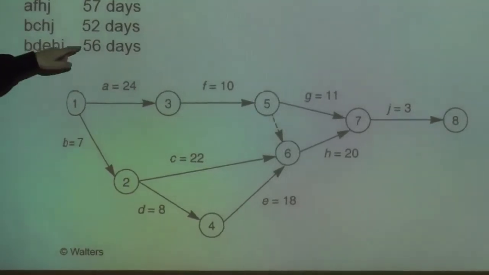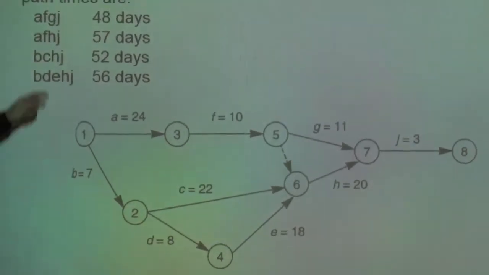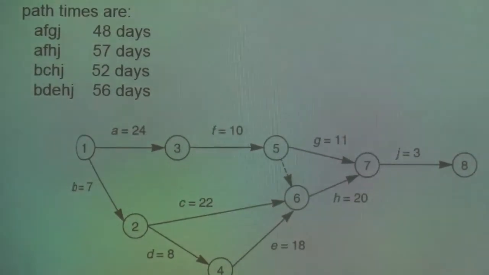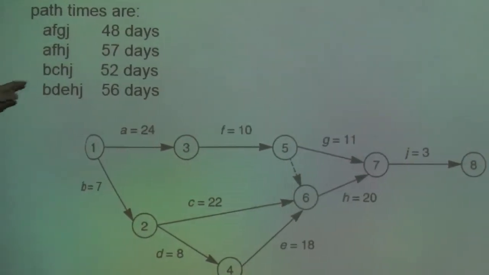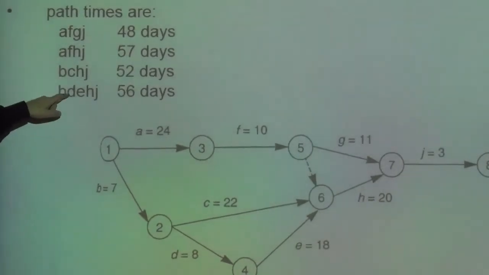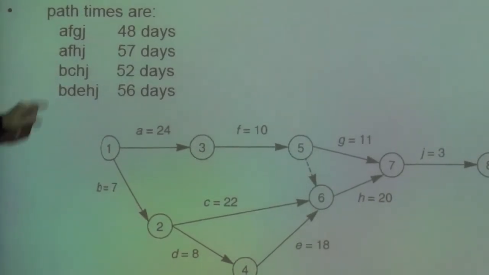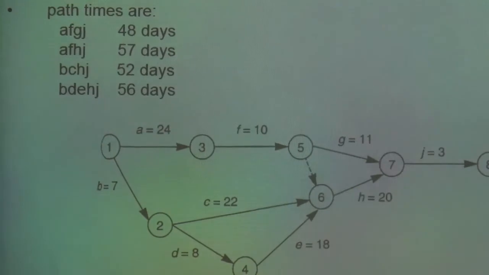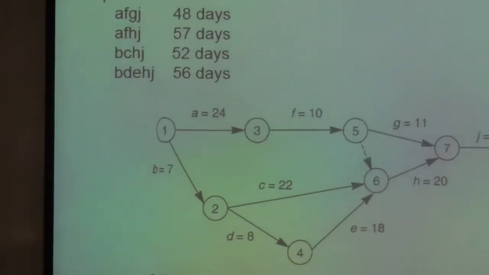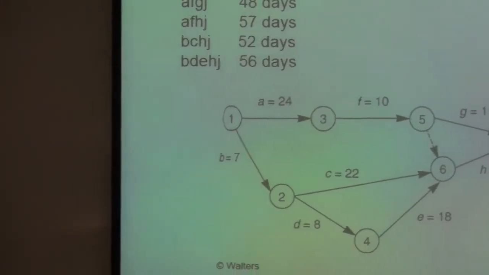All of these other ones have slack built into them. Okay? This path has 9 days slack built into it. This path has 5 days slack. This path has 1 day slack. This path is the critical path that requires the greatest amount of time. It has no slack built into it. And that means that all the activities have to be completed in time.